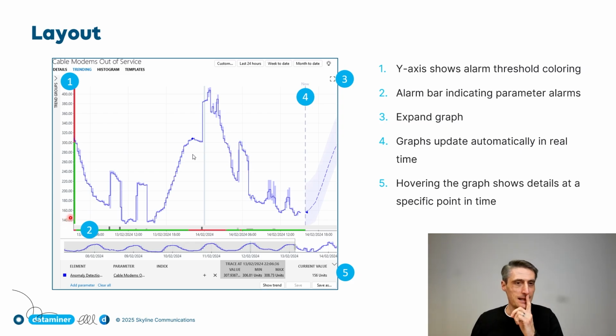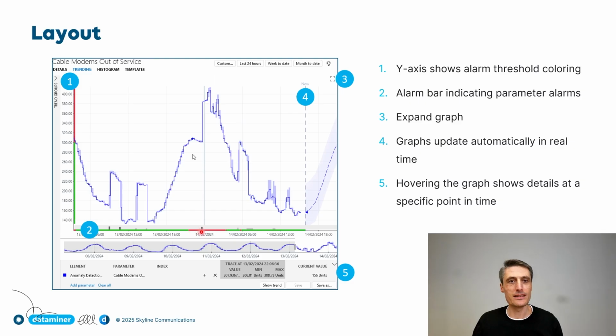And what is nice is on the x-axis, you can also see when the parameter was in alarm. So you can see here this is the cable modems out of service. The cable modems out of service were rising up to the level where it went into a critical alarm. So here it was critical until the time it went below it again. So here there was an alarm active during that period of time.